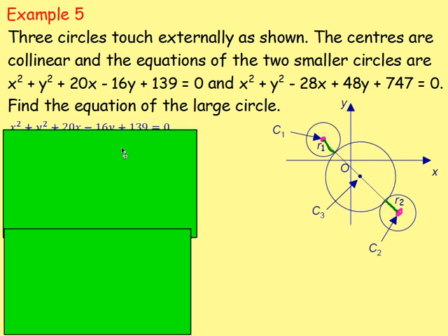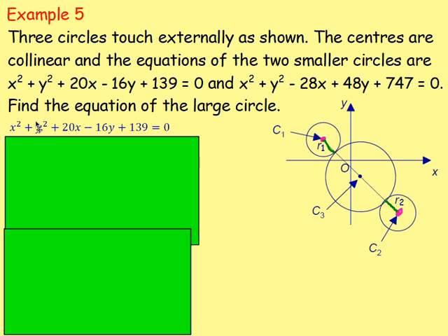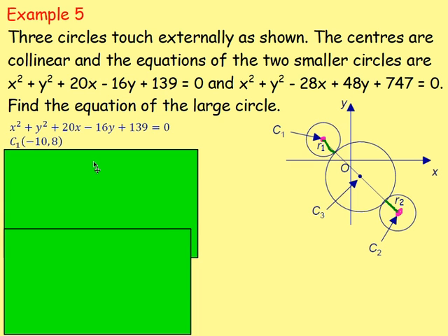So first of all, taking x² plus y² plus 20x, take away 16y plus 139 equals 0. Remember, you may wish to go through writing down 2g, 2f, c, and then halving 2g and 2f to get g and f, and then you'll have c as well. But remember, you can half the coefficient of x, half the coefficient of y, and that will give you the centre of this circle.